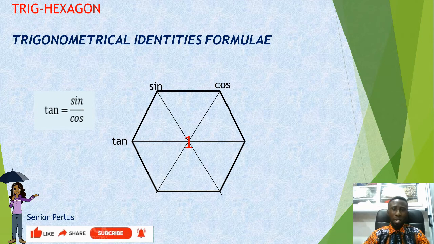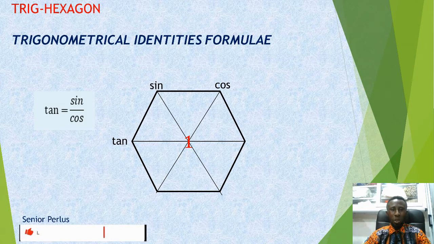What about the rest of the functions? Don't worry. The opposite of cotangent is tangent. Therefore, cot is the opposite of tan.